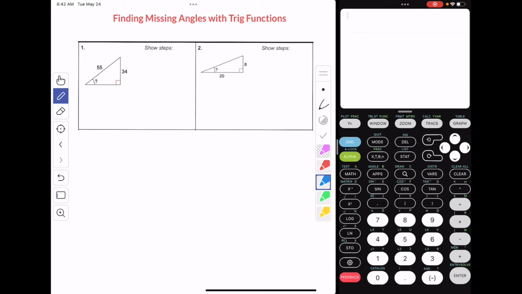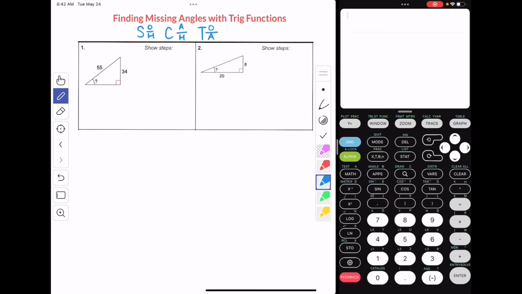Okay, let's take a look now at these inverse trig functions in context of our triangles. As a reminder, at the top of my page, I'm always just going to go ahead and write out SOHCAHTOA so that I don't forget what our trig functions are. And let's take a look at problem number 1.